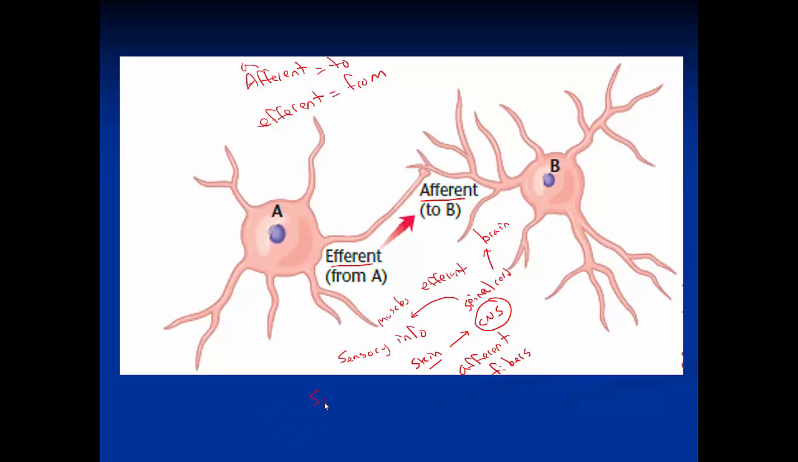And the acronym I learned is SAME: sensory, afferent, motor, efferent. So SAME. Sensory information going to the spinal cord, afferent fibers. Information going away from the spinal cord to the muscles, efferent information.